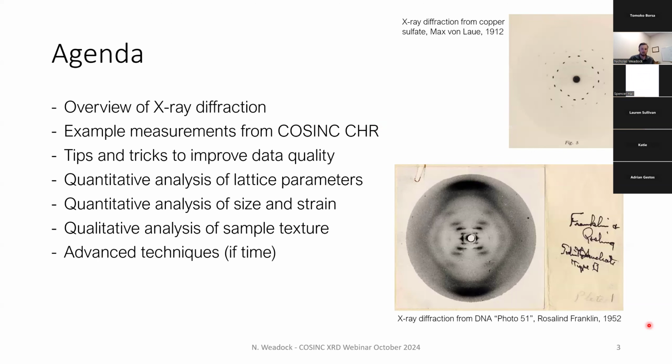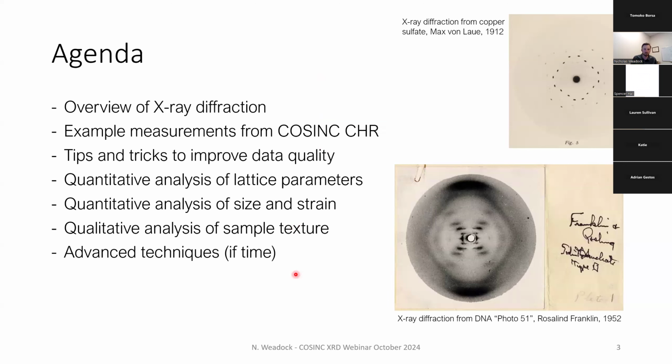So for today, I'd like to go through a few different topics. First, I'll give just a basic overview of X-ray diffraction, then highlight some example measurements from COSINC with what we can do with our instruments, and then talk about some tips and tricks to improving your data quality, and then some techniques for doing quantitative analysis of lattice parameters, size and strain, and more qualitative analysis of sample textures. And then I'll go over some of the more advanced techniques we have if there's time. With each of these sections, I'll take a quick pause to address any questions up until that point.